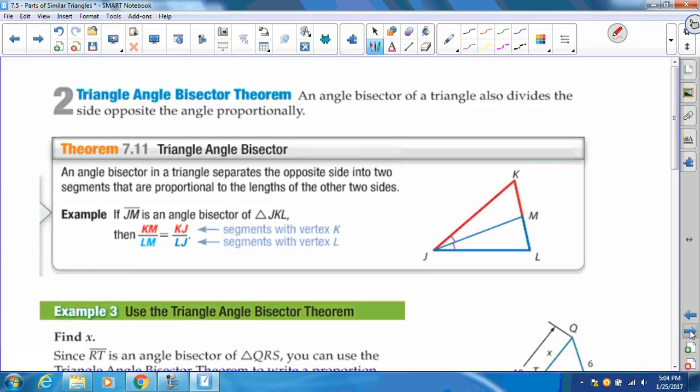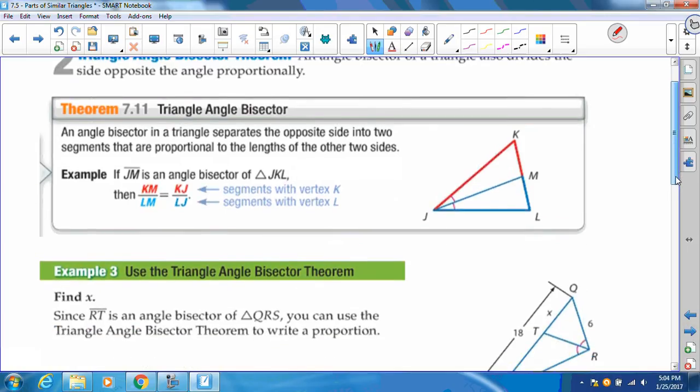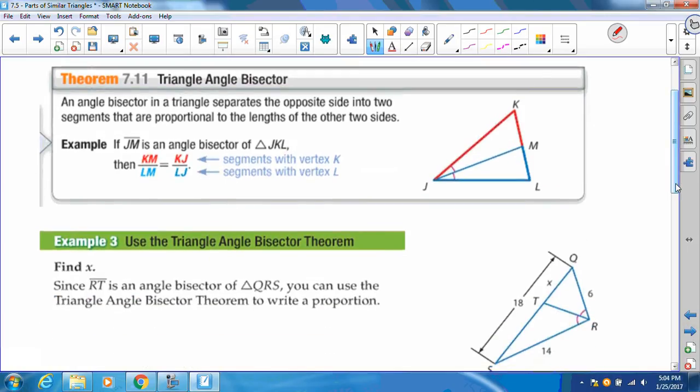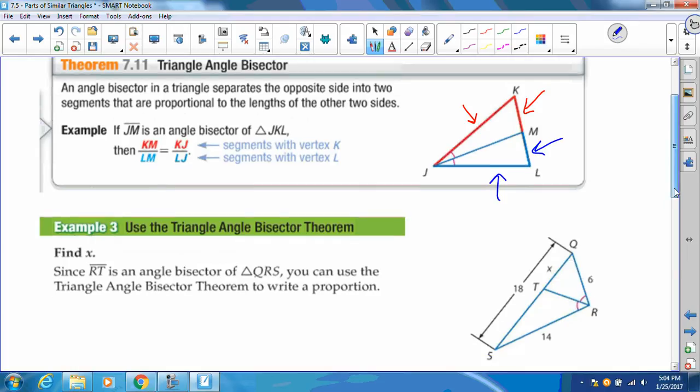Okay? And then the last concept is that there's also something else you can do with an angle bisector. So instead of just taking the angle bisectors and putting them in your proportion, if you look at this picture, you can see the colors here. An angle bisector divides the parts of that triangle proportionally. So, for example, you can take this segment and this segment as a ratio and set it equal to this over this. Okay, so that's another option when you're given angle bisectors.